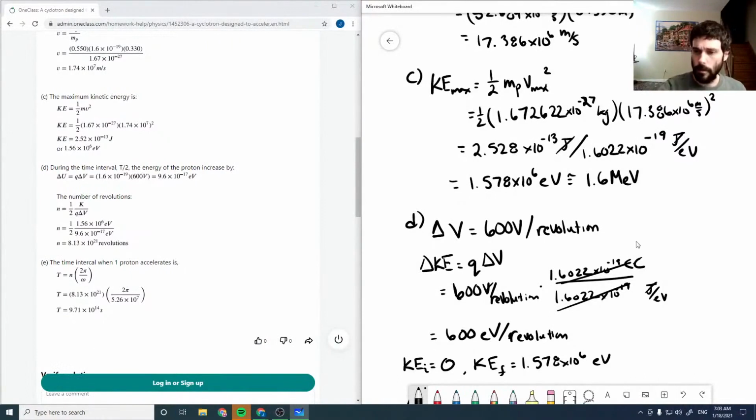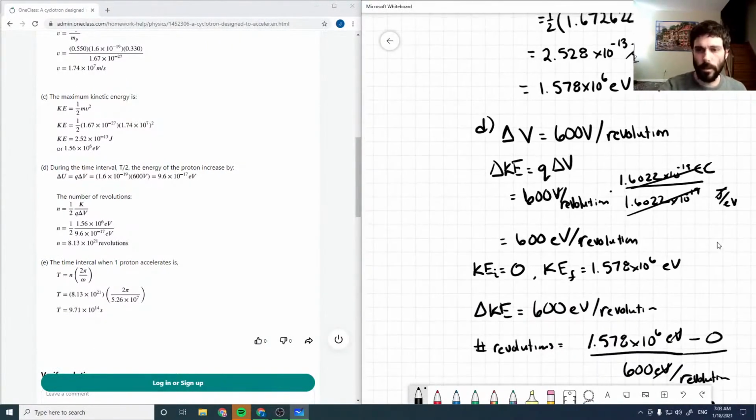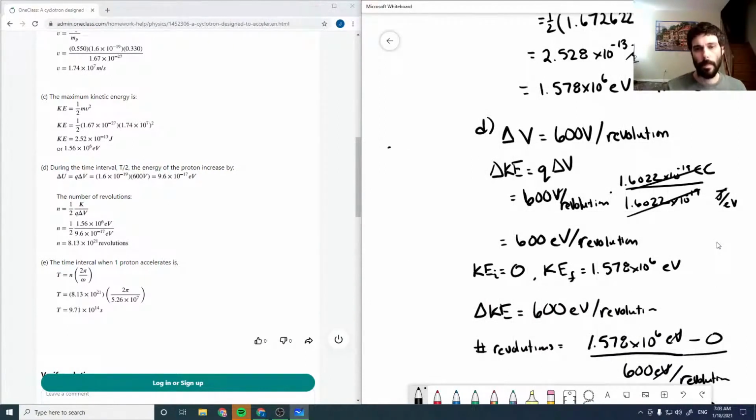So it should have been like this. I see. So then delta KE is delta V. Delta V is 600 volts here, and delta V is 600 volts here. So it actually increases the kinetic energy twice in a revolution. So I'm doing it for once per revolution.